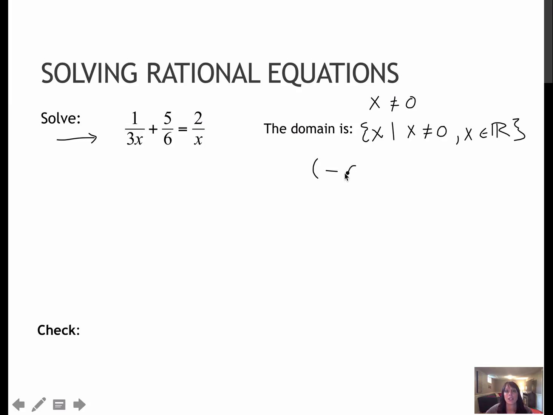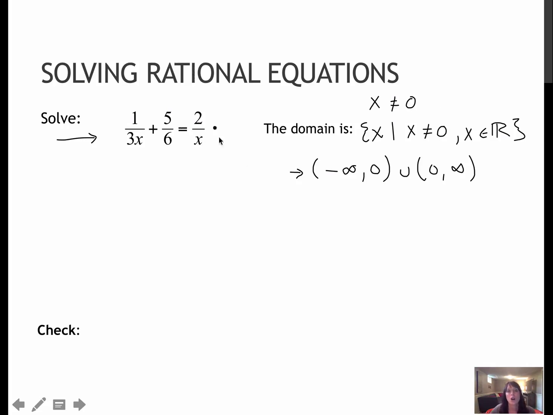Typically, we would just write this as from negative infinity to 0, but not including 0, union 0 to infinity. This is the way I typically will write it. So what that means is when I get to the end of this and I find my solution, if that solution is 0, then I say no solution. I don't say the solution is 0.